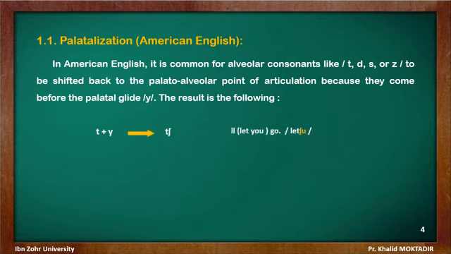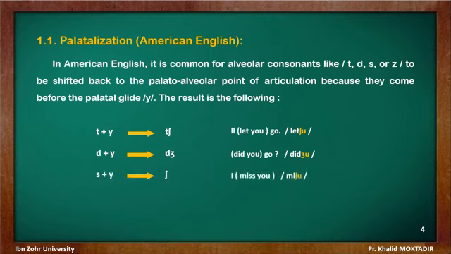Now look at how the alveolar t becomes the palatal-alveolar affricate ch in the first example, "I let you go," let you. And look at how the voiced alveolar stop d becomes the voiced palatal-alveolar affricate j in the example, "did you go?" And in the same manner, s and z become respectively the palatal-alveolar fricative sh and zh in the examples, "I miss you" and "he's your brother."